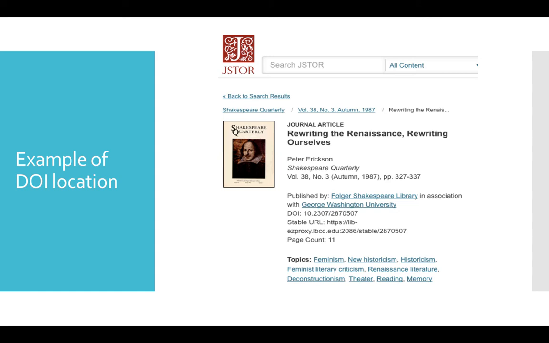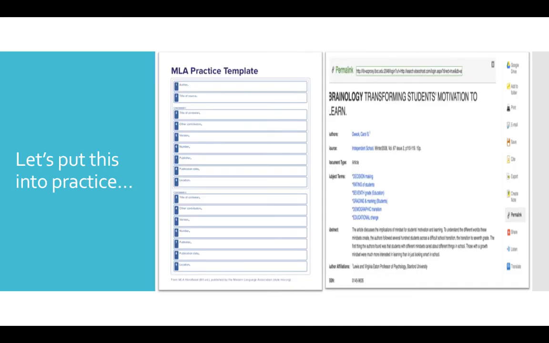Think of a DOI as a fingerprint. It will always and only refer to that one article. Let's put this into practice using the MLA template and the article Brainology by Carol S. Dweck located on the database EBSCOhost.